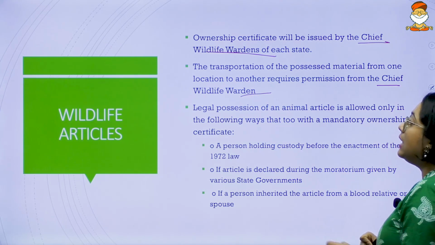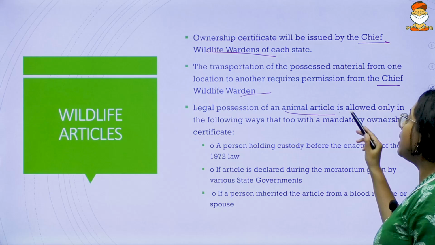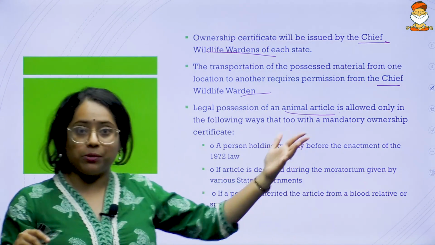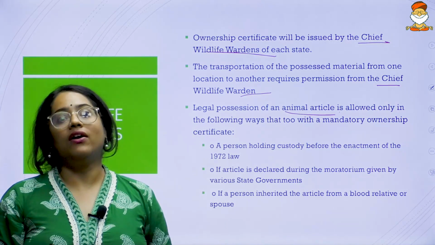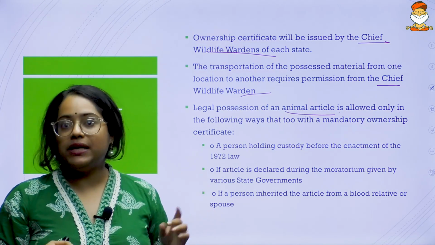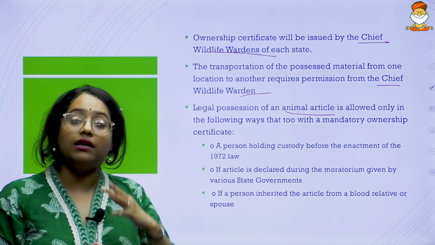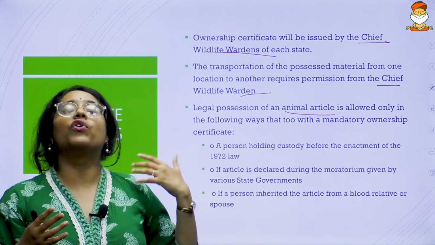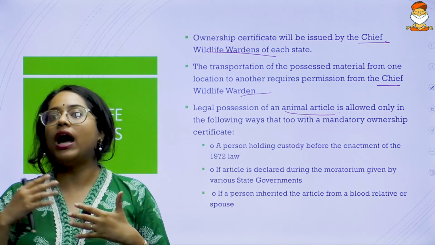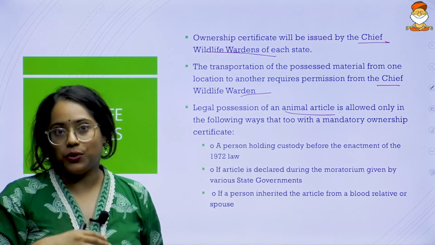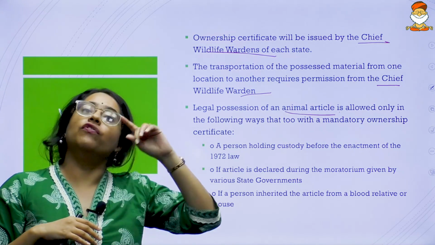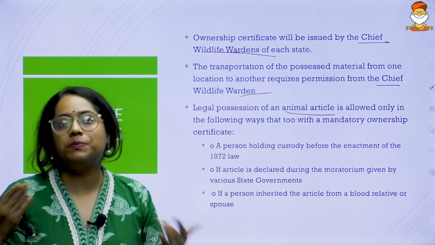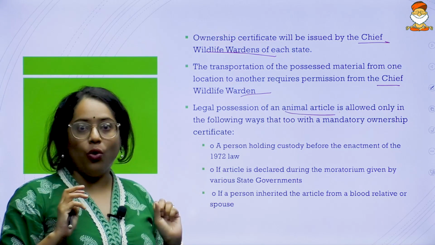They say that the legal possession of an animal article is allowed only in these conditions, and even in these conditions, which I'm going to tell you right now, you have to have the certificate of ownership. So it means a person holding the custody of an article before the enactment of the 1972 Act. Okay, maybe you've got it as an heirloom, maybe from a relative, someone has given it to you before the 1972 Act. If you've got it like that also, you have to take it to the Chief Wildlife Warden, get the ownership certificate from there, then only you can own it.